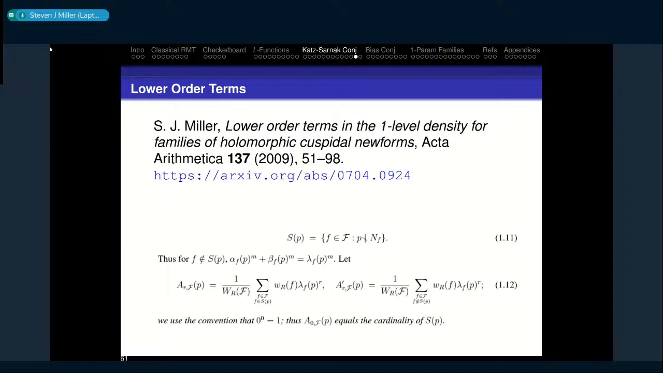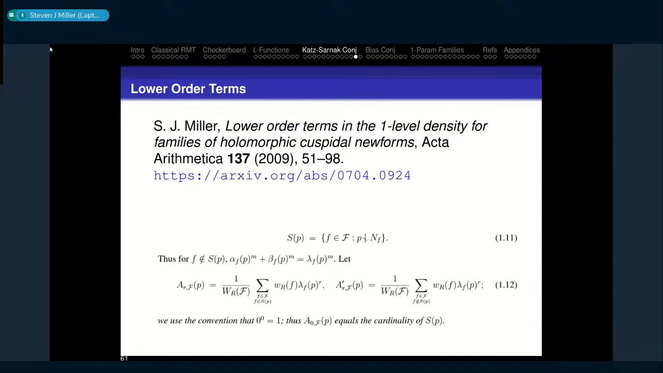S_F,P is going to be the set of primes that don't divide the conductor. Your conductor won't have too many of these, but unfortunately, small primes can be the source of most of the contribution. So these calculations become very delicate. You can't just throw away finitely many primes because the primes 2 and 3 are often the biggest source of what's going on. And I can now try to calculate, and I'll call the rth moment just calculating the weighted value of the rth power of the coefficients.